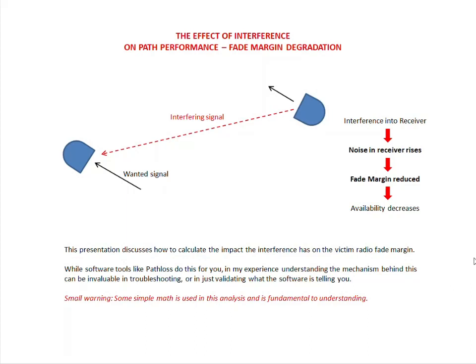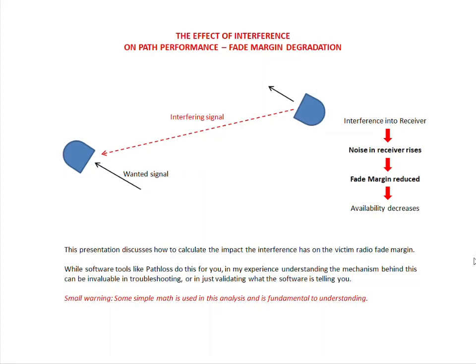Okay, so the effect of interference on path performance. I have a little drawing here that shows you an interfering signal coming off another link, getting into my victim receiver. The process is that the interference gets into the receiver, which causes additional noise in the receiver. So the composite noise in the receiver rises. The result is that the fade margin is reduced and the availability decreases, which is ultimately what we're concerned about.